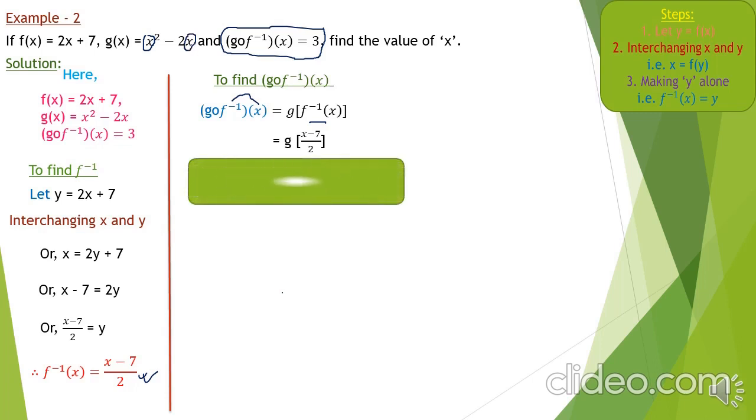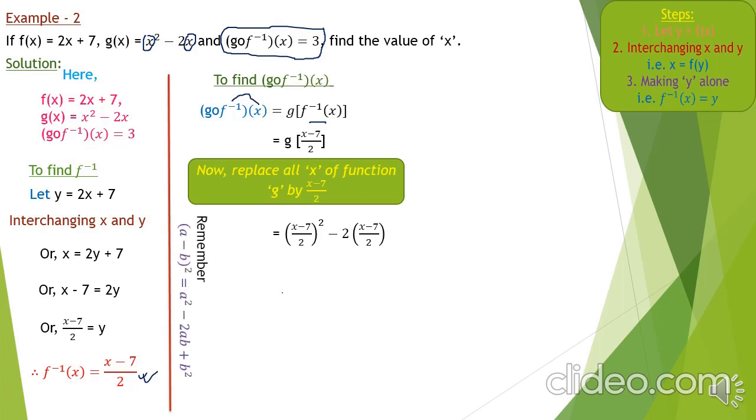Now replace all x of function g by x minus 7 by 2. There are 2x, so we have to replace it. You can just see it: the circled x is replaced by x minus 7 by 2 because it is the input of the function g. The input value takes the position of the input variable, and the input variable is x.